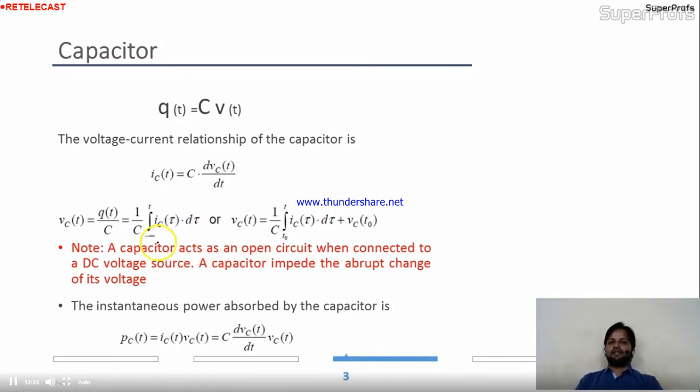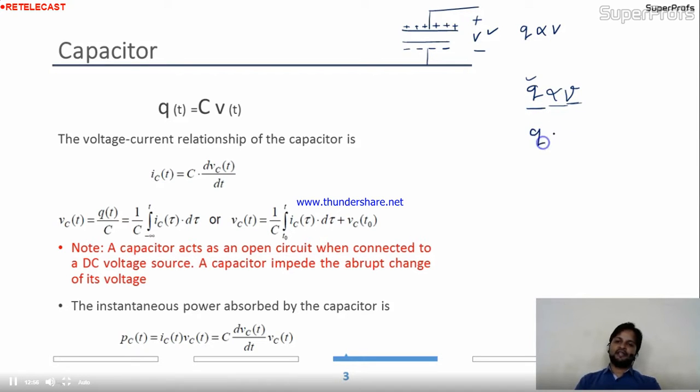Now come to the formula. Q is proportional to V. If voltage is high, the Q will be high. Is it okay? Charge will be high. See, you are taking this structure, and you are applying some voltage over here. If your value V is high, so obviously the number of charge particles over here is very high. So Q, the charge, is proportional to V. When I remove this proportionality sign, I'm getting Q equal to CV.